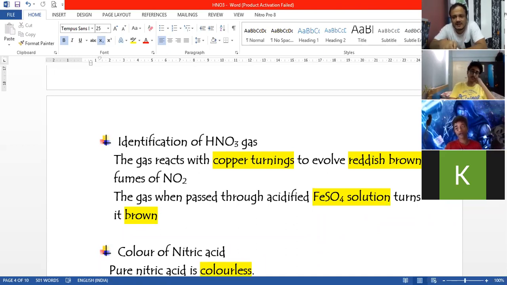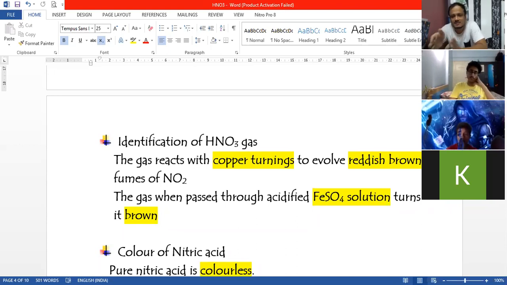Now what is acidified FeSO4 solution? We take FeSO4 solution and we acidify it by adding one or two drops of an acid. It can be dilute HCl, or dilute H2SO4 or anything. We can take dilute H2SO4 because the ions are the same here. So we can add one or two drops of acid, so it makes the solution acidic. That is acidified FeSO4 solution.